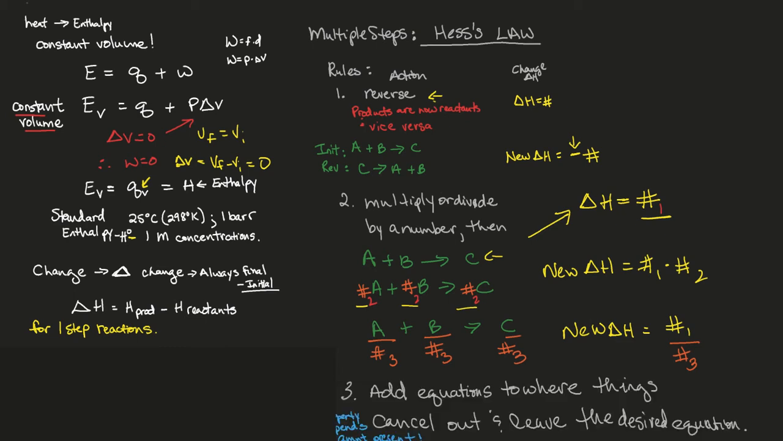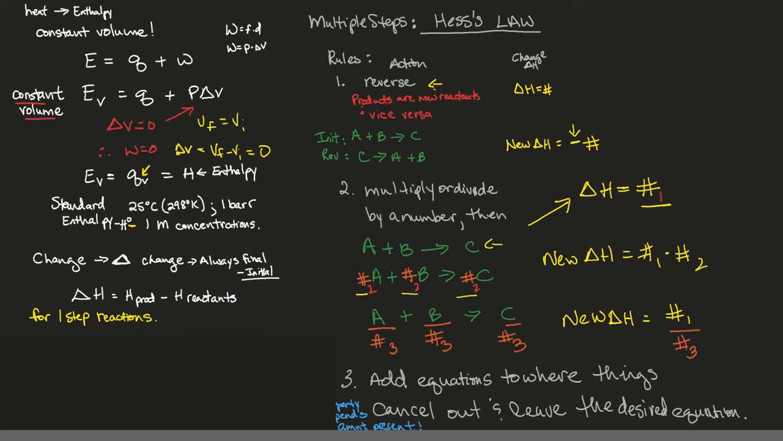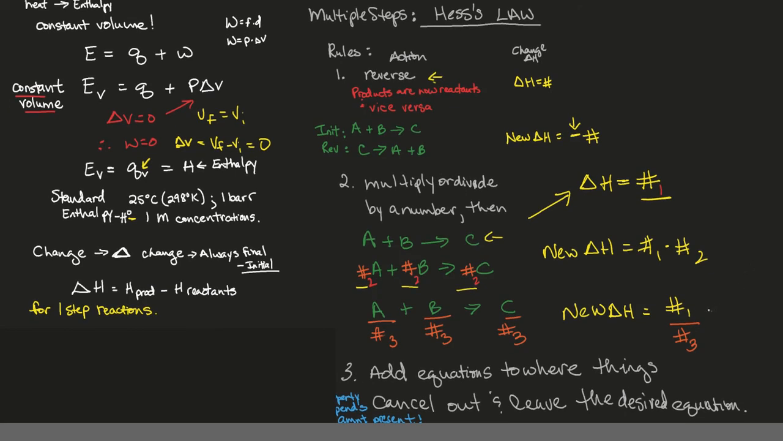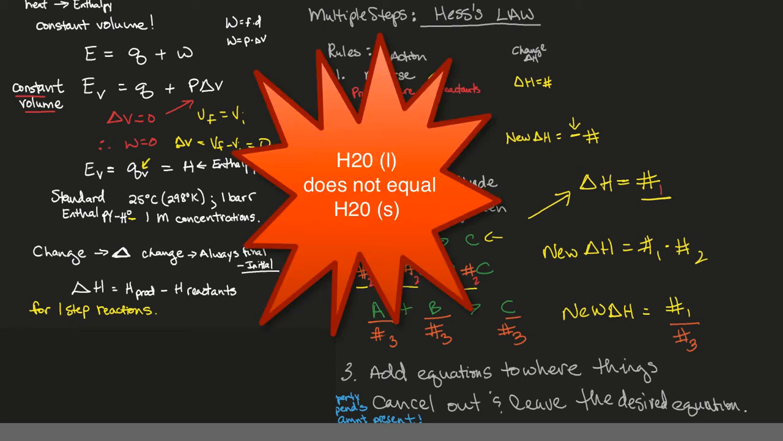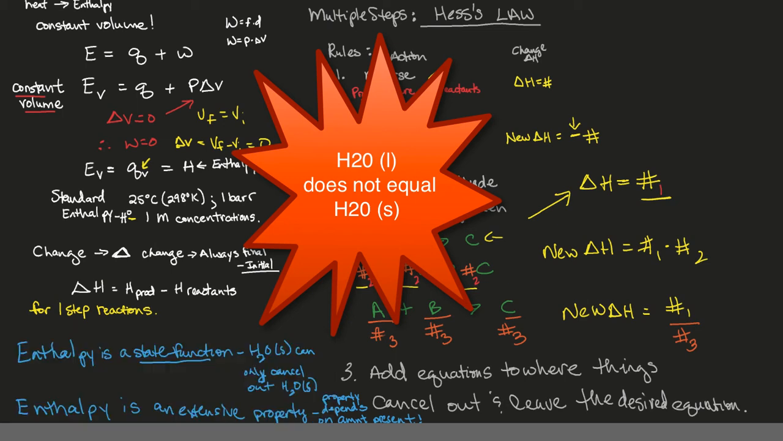Make sure that you add the equations, and that you cancel only what is the same. So on the left and the right, if you have water, you can cancel water. They have to have the same number of coefficients, though. Enthalpy is a state function, so therefore the water solid has to cancel only with water solid. You can't cancel water solid with water liquid.